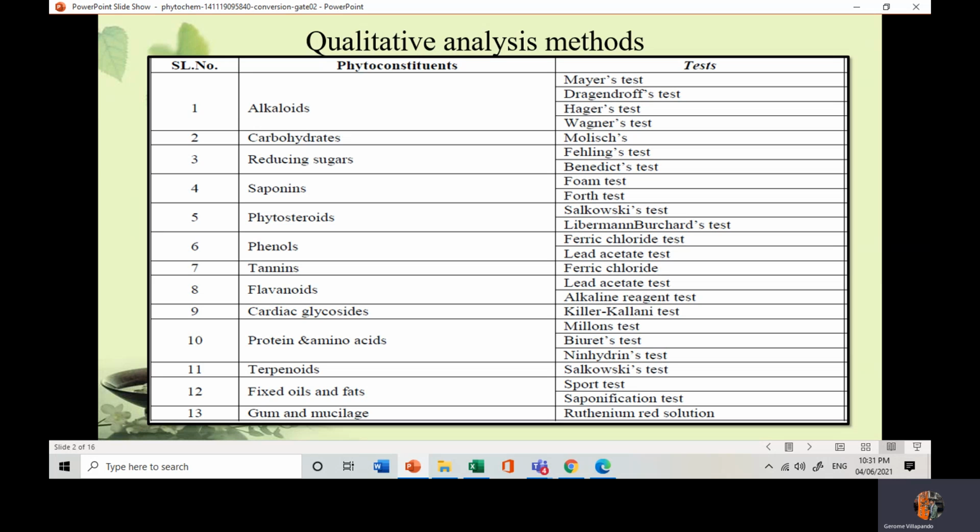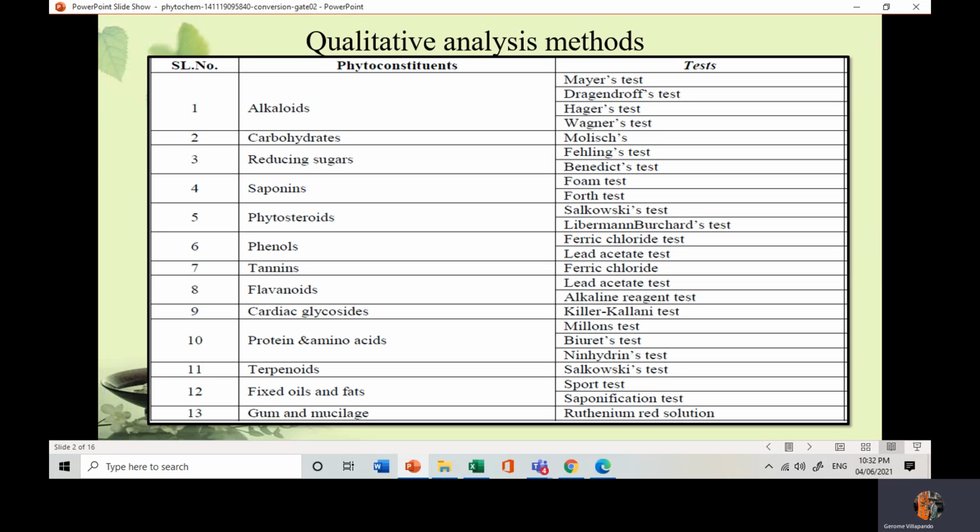So, qualitative analysis method. As we said earlier, we have alkaloids, carbohydrates, reducing sugar, saponins, phytosteroids, phenols, tannins, flavonoids, cardiac glycosides, protein, amino acids, terpenoids, fixed oils and fats, gums, and mucilage. To identify these different phytoconstituents that can be determined in a plant, we undergo different tests.